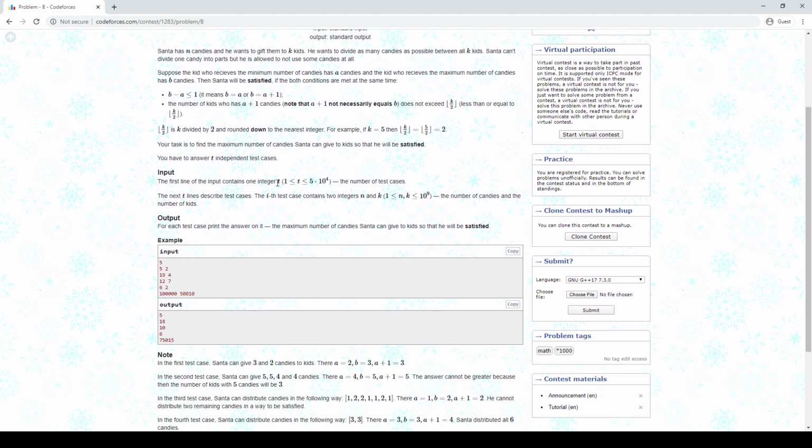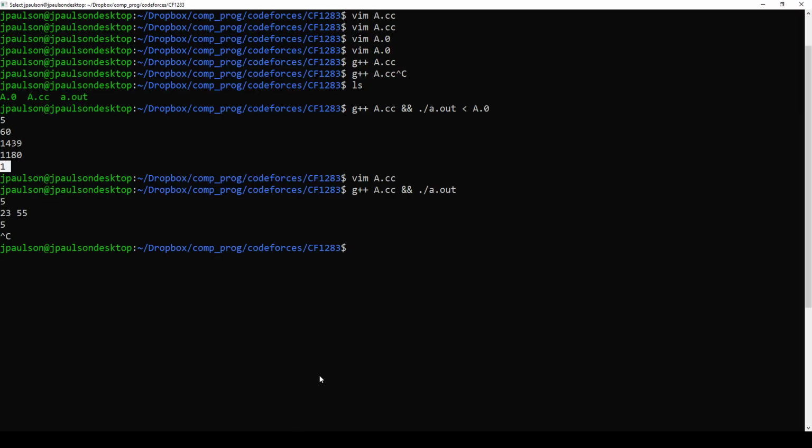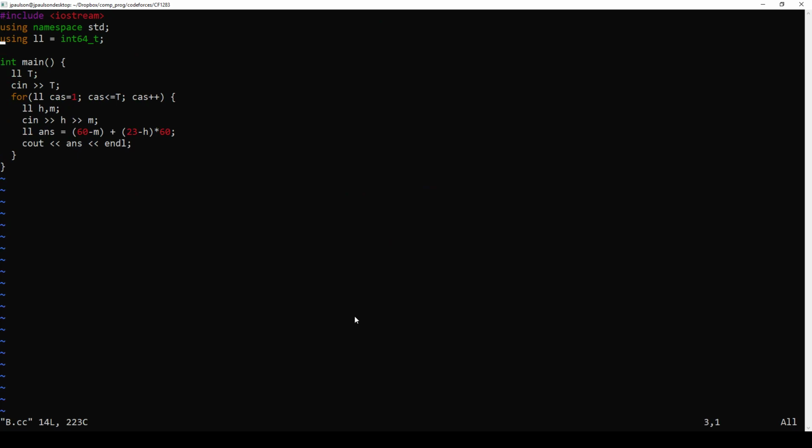And the input format is very similar to the last problem. First the number of test cases, and then each test case has n and k. And we should print out the maximum number of candies that we can give out. So I'm just going to copy the code for the previous problem. It's similar. We have the same test case set of code that can be reused, the same IO stream, std, ll is all fine.